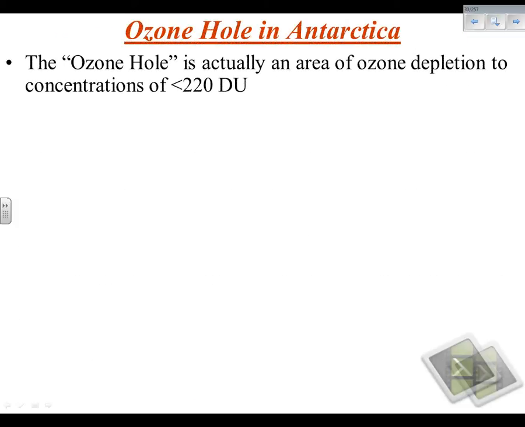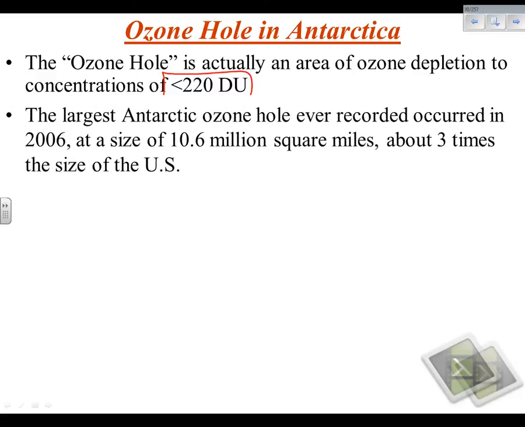The ozone hole is actually not totally a hole, it's just a thinning, a very thin thinning. And those are the Dobson units again. Remember, at their peak, we see them up around 425 or 450, so this is about half. The largest Antarctic ozone hole ever recorded occurred in 2006 at the size of about 10.6 million square miles. That's about 3 times the size of the United States.